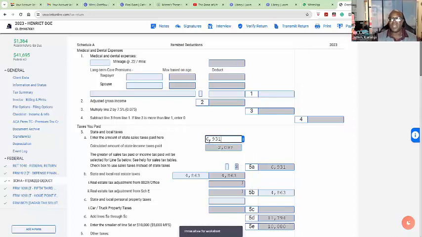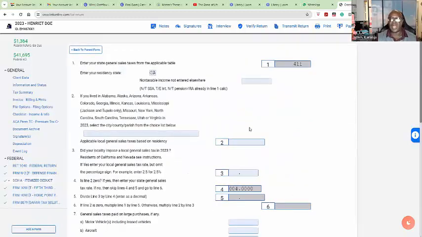So this is what is going to count on 5A. Whichever is higher, the state income tax or the sales tax, is the one they consider here. So in this case, what is being counted is the sales tax. Okay, so on 5A, because it's higher. Do you all understand that? So we can go back.